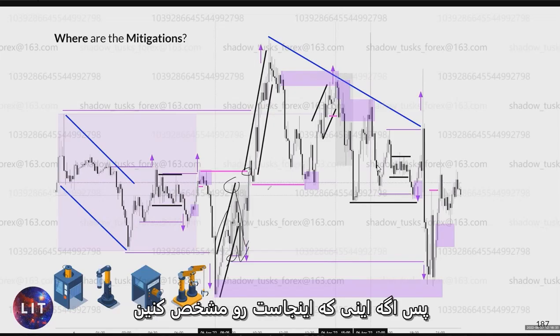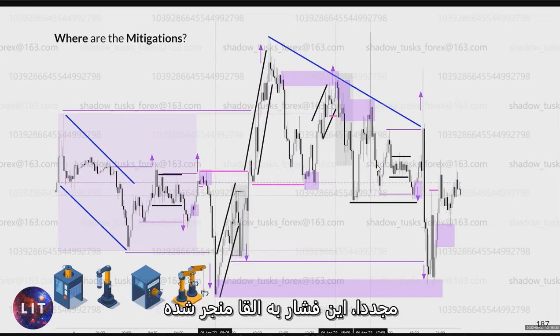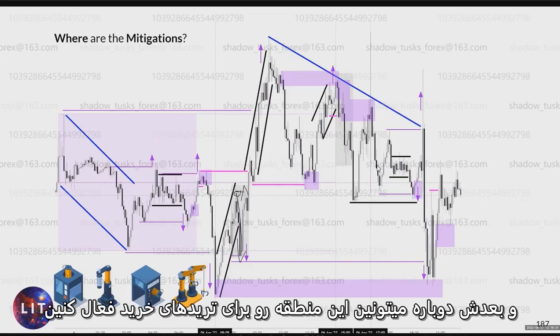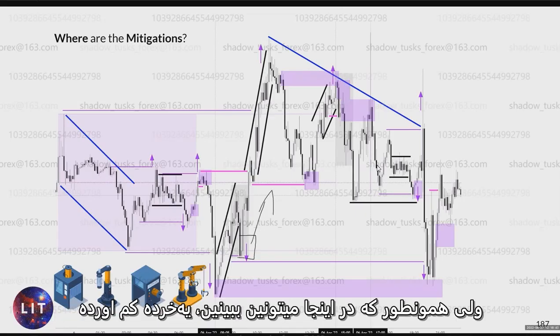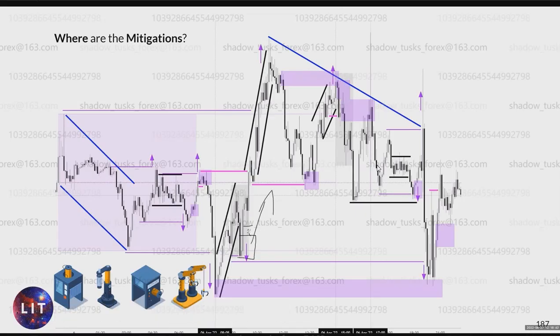So if you marked it up like this in here, again, this push led to the inducement, gets broken, and then again, you can activate this zone for buy trades. But as you can see here, it just got missed in here. That's why I didn't mark it up, right? But of course, this is definitely valid to take.